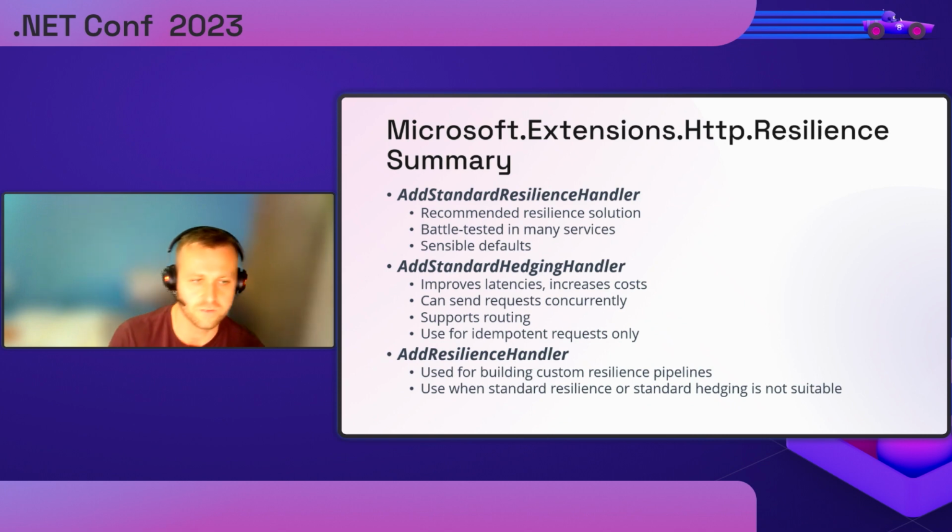And one important feature I forgot to mention for standard hedging is the support for routing. So for a hedging handler, you can actually configure what endpoints each attempt can go to. So that way you can hedge against multiple servers. So if one server goes down, the hedging will automatically fall back to the secondary server or any number of servers you want. And if both the standard resilience handler and the standard hedging handler do not work for you, you can use the other resilience handler, which is used for building custom resilience pipelines, and you can tailor the pipeline to your scenarios.